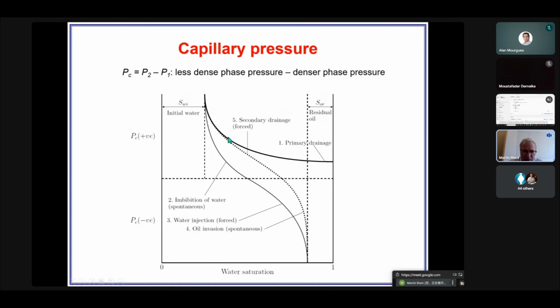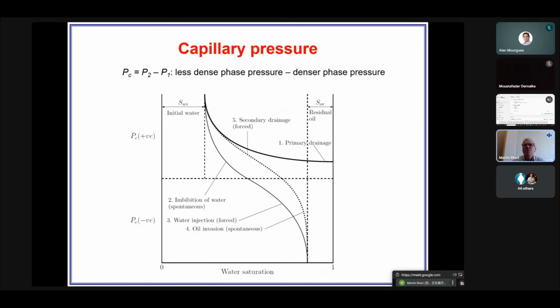You continue primary drainage until you reach some maximum saturation, say your initial water saturation, okay? And now you're going to inject water, right? And this will either be the migration of a CO2 plume in a storage aquifer, or it will be water flooding. The point here is, as we said, as the oil is sitting in the pore space for geological time, the wettability will change.